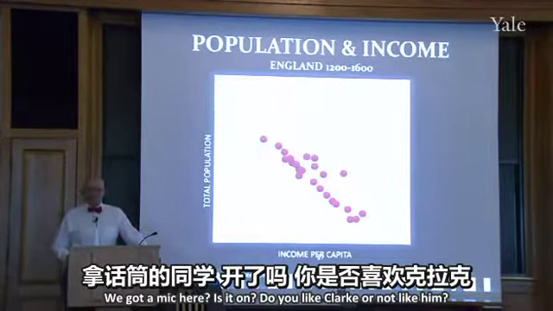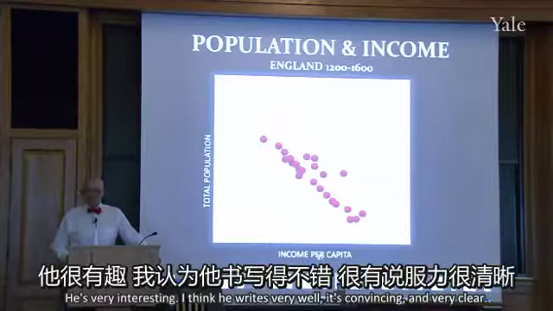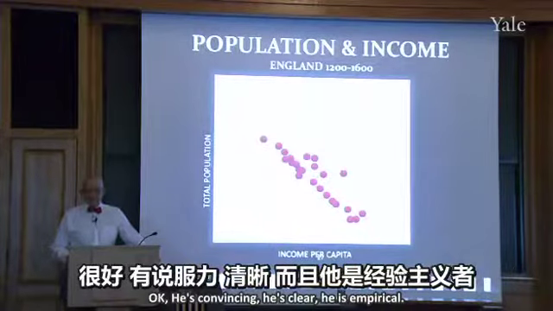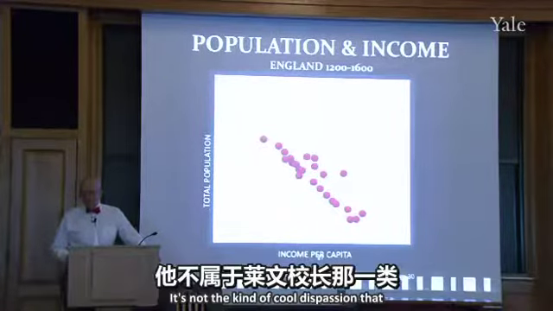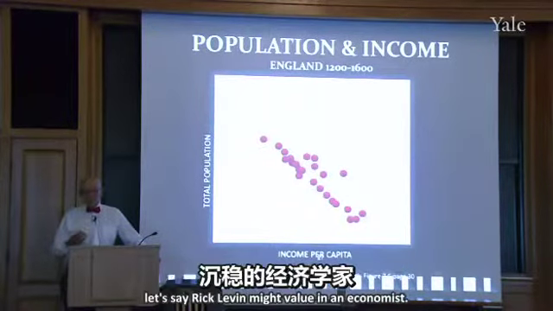What do you think? Do you like Clark or not like him? Very interesting. I think he writes very well. It's convincing and very clear. Okay. He's convincing. He's clear. He is empirical. Right? There's some kind of a chart or table for everything. And he is opinionated. It's not the kind of cool dispassion that, let's say, Rick Levin might value in an economist.